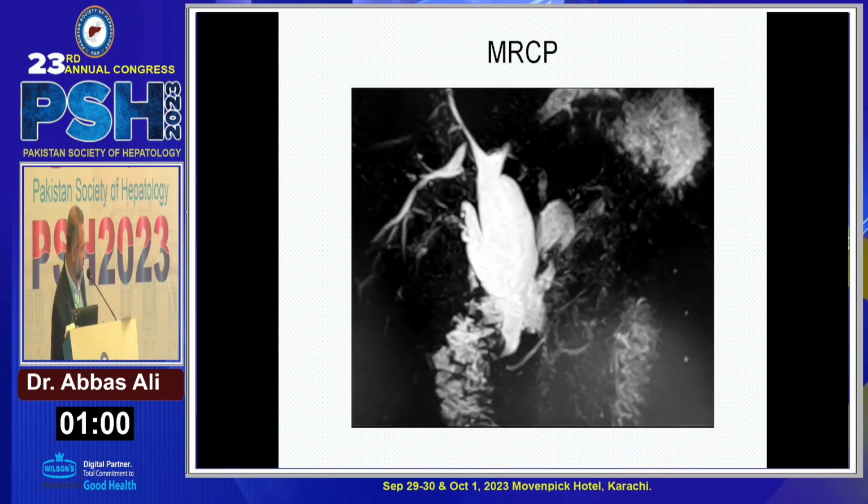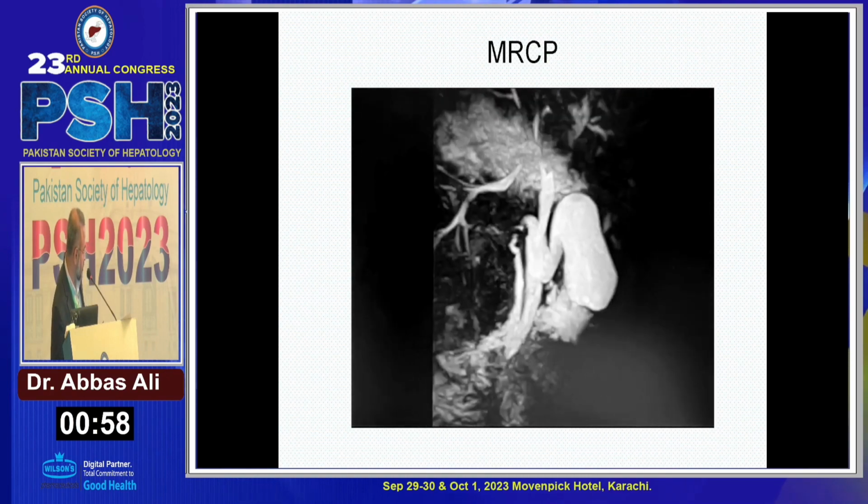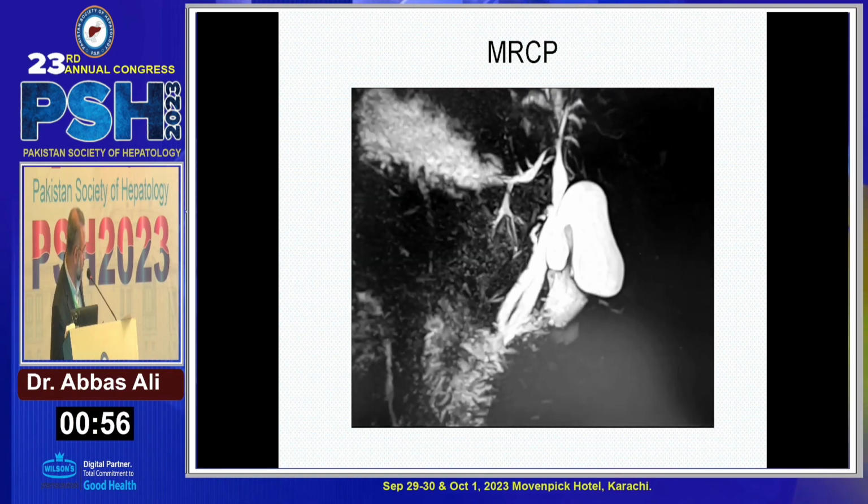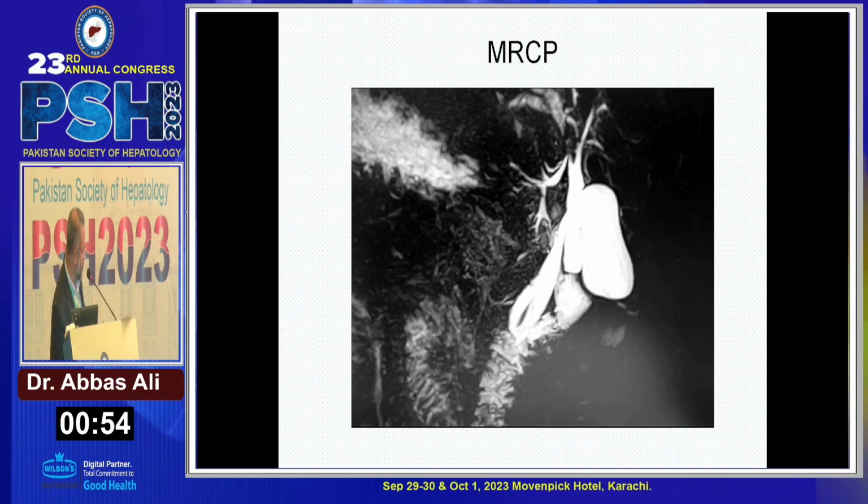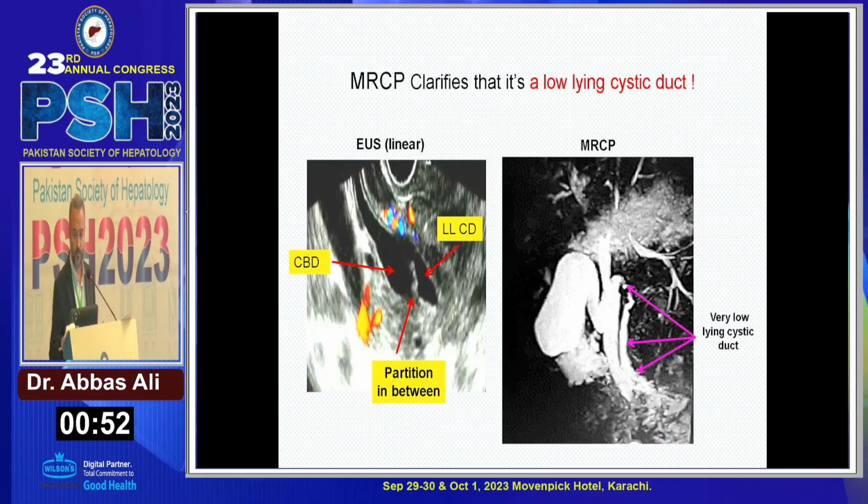So you can see this is the three-dimensional image. This is the very low-lying cystic duct, which is going and joining into the distal CBD. So what we were confused about was actually a partition in between these things. This is the CBD, and the other one is the very low-lying cystic duct.